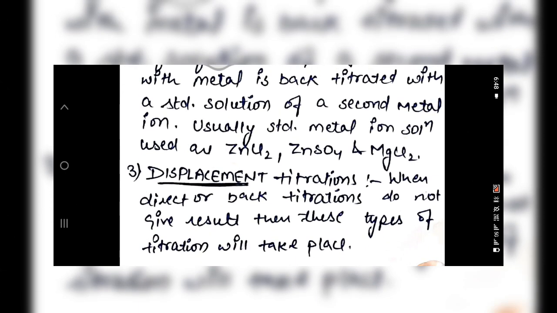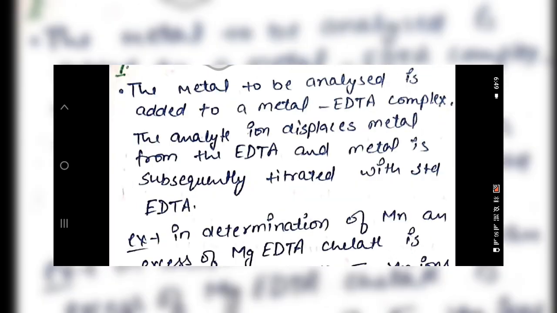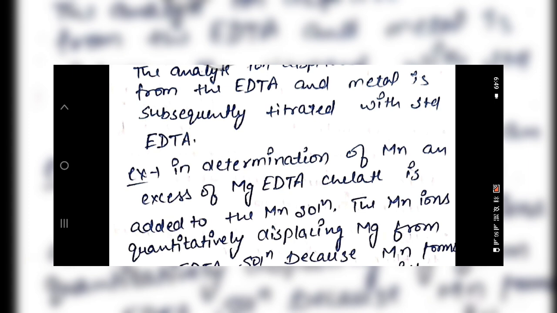The third one is the displacement titrations. When direct or back titrations do not give results, then displacement titration is used. The metal to be analyzed is added to a metal EDTA complex. The analyte ion displaces the metal from the EDTA and the metal is subsequently titrated with the standard EDTA.